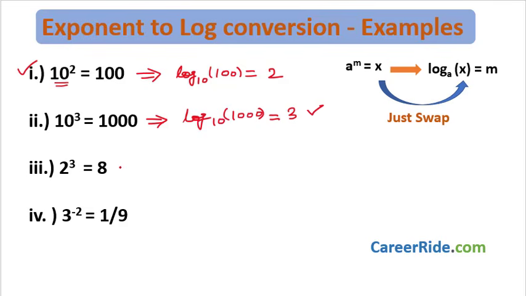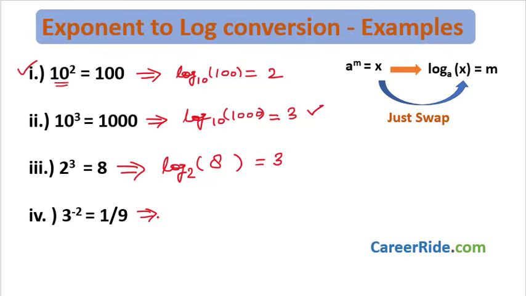Can you solve the third example now? 2 to the power 3 is equal to 8. How do I convert it? Just do it with me. Log, the base stays the same. So log something to the base 2 is equal to something. Okay, 8 comes towards this side, that is the LHS, and 3 goes towards the RHS of the equal to sign. So log 8 to the base 2 is equal to 3 is how it turns out to be. They just swap their positions.